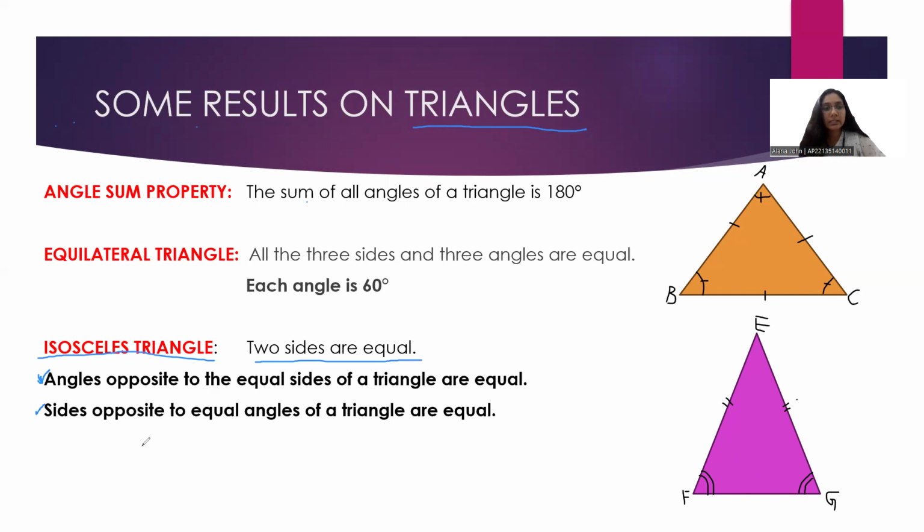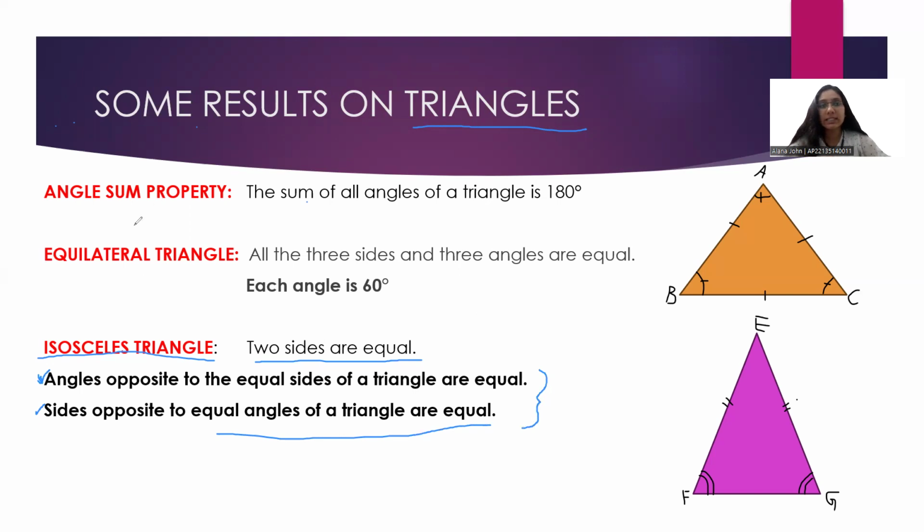Clear? And the reverse way also we can say that if two angles are equal, then the sides opposite to them should also be equal. Sides opposite to equal angles of a triangle are equal. This is also an important result. So these two results we will be using simultaneously in many problems, many theorems and all.